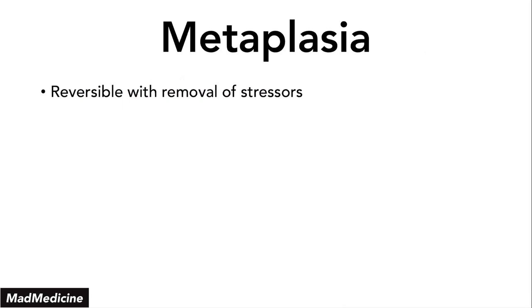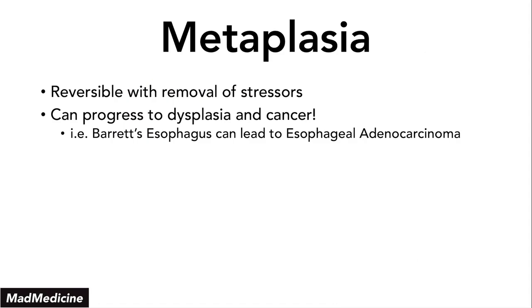So for example, if you remove the stressor that's being placed on the esophagus, i.e. the stomach acid being refluxed, the Barrett's esophagus change, the metaplastic change that occurs, will go away and it will be back to normal. But if left untreated, it can progress to dysplasia and cancer. And that's what I wrote right here, right? Barrett's esophagus, if left untreated, can progress to esophageal adenocarcinoma or esophageal carcinoma, okay? But if you treat it, Barrett's esophagus will resolve. That's why we treat Barrett's esophagus. That's why we treat GERD aggressively so that we don't get these types of dangerous conditions to occur, okay?